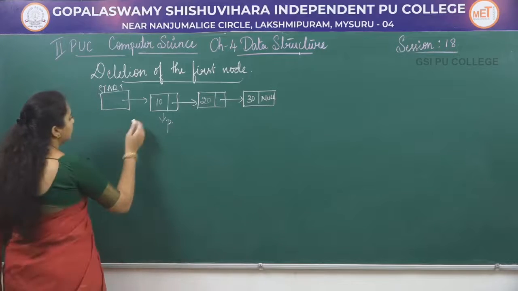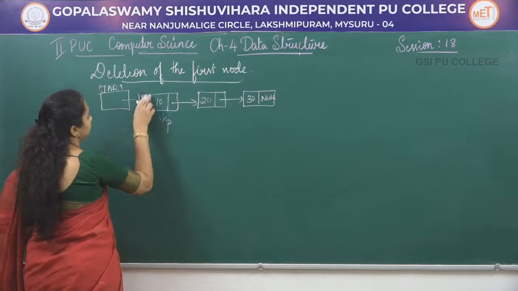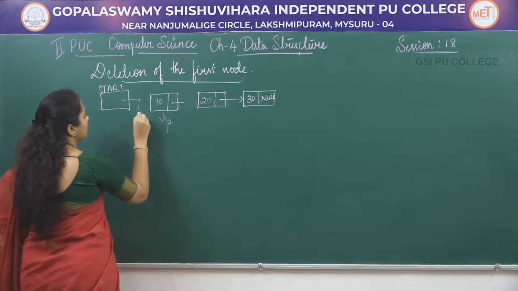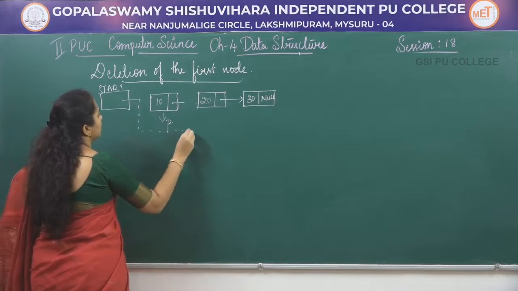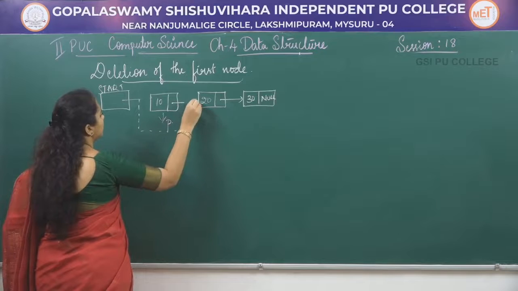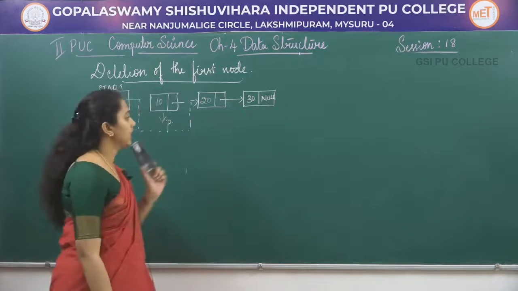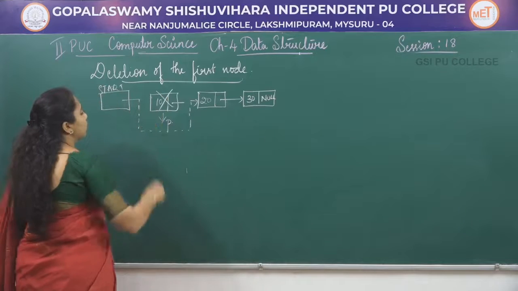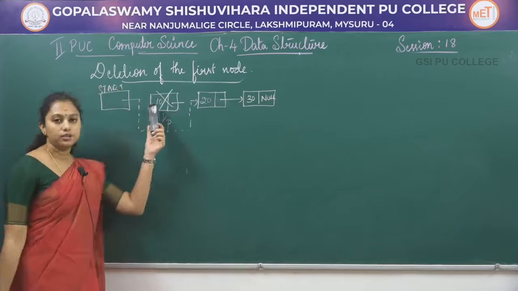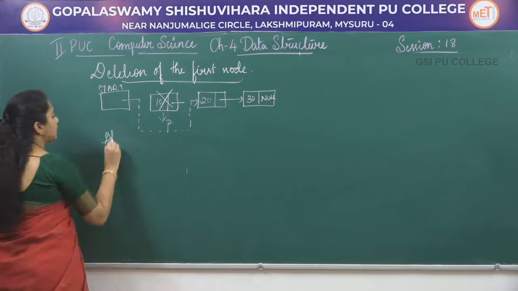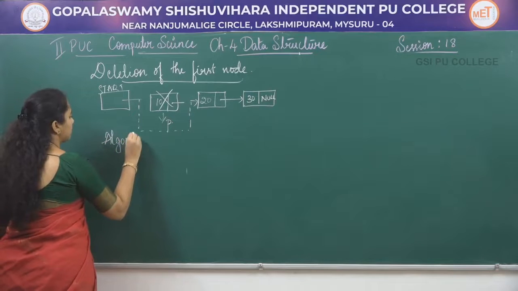Then we are going to create a link to the second node of the linked list, and we are going to free this node. So let's see how to write an algorithm for this.